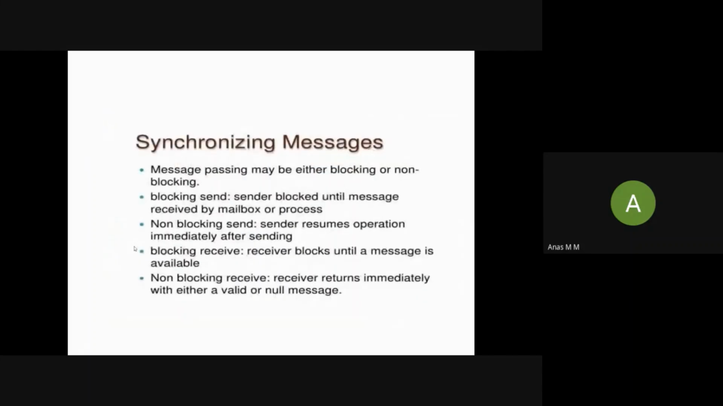During synchronization, we have different types of synchronization. One is blocking send, another is non-blocking send. In the receiver section, we have blocking receive and non-blocking receive. It's a very simple differentiation. Blocking send means the sender is blocked until the message is received by the mailbox or process. During inter-process communication, the sender creates and sends a message. If this message is not received by either the mailbox or the process, then we block the sender until the message is received.